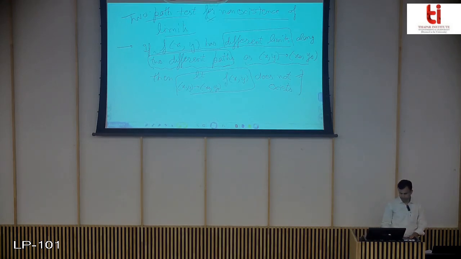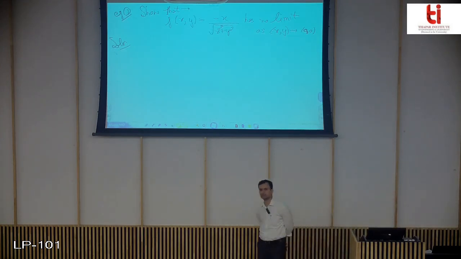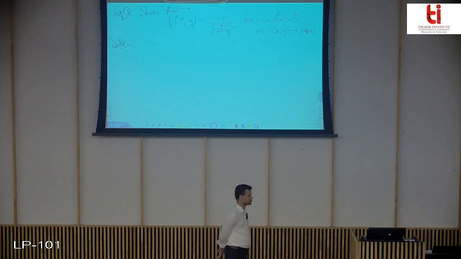So how to use this two-path test? Let us consider an example. Show that f(x,y) is equal to minus x over the square root of x square plus y square has no limit as (x,y) tends to (0, 0). So you have to show that this function has no limit as (x,y) tends to (0, 0).